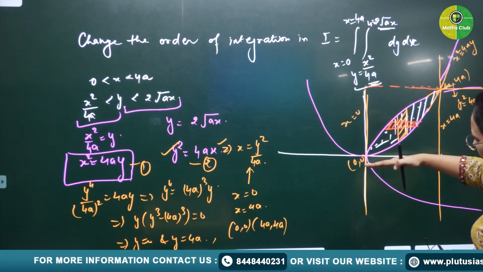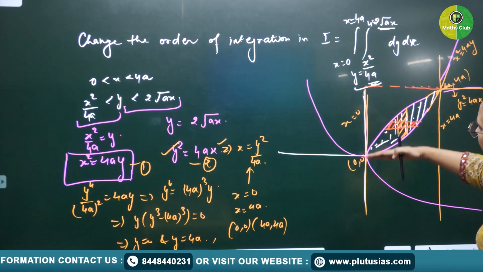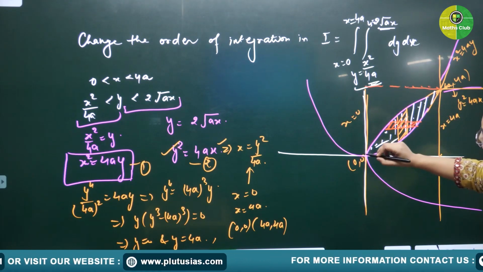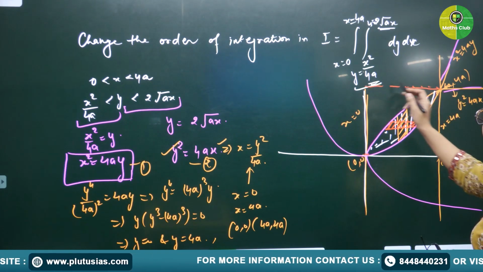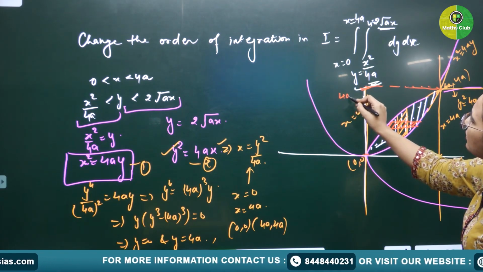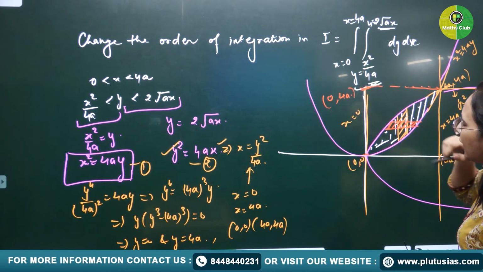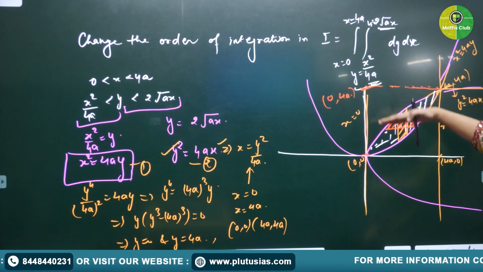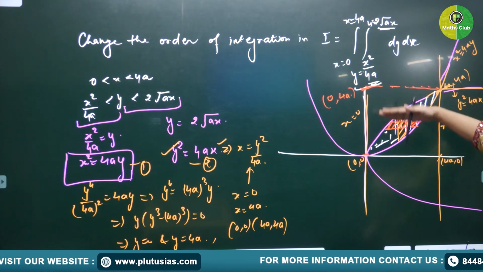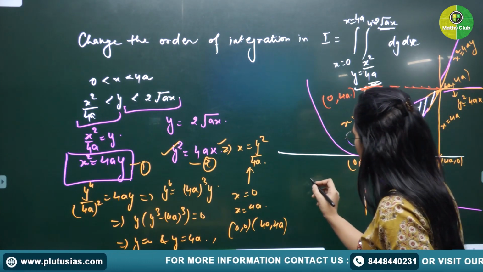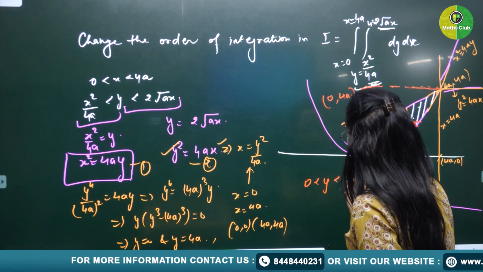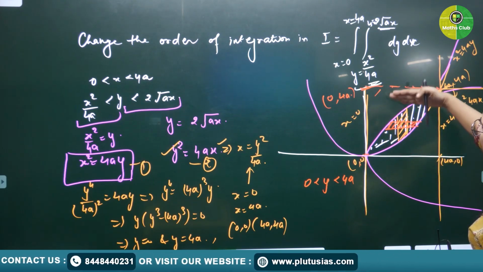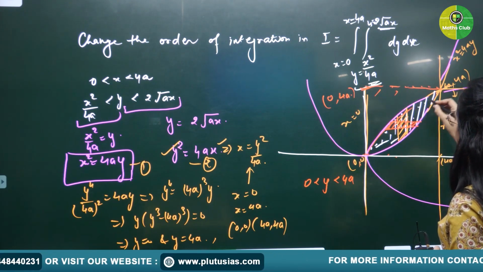So if I move this horizontal strip up and down, then it would cover y from 0 to 4a. This is 4a, so this point is (0, 4a). If I move this horizontal strip from here to here, then it would cut the entire region. That is, if I vary 0 less than y less than 4a, we would get this entire region, right? This horizontal strip would give us the entire region, but we need this much only.